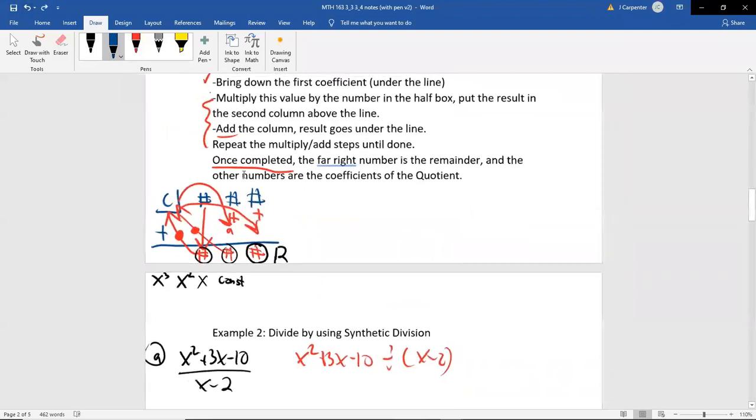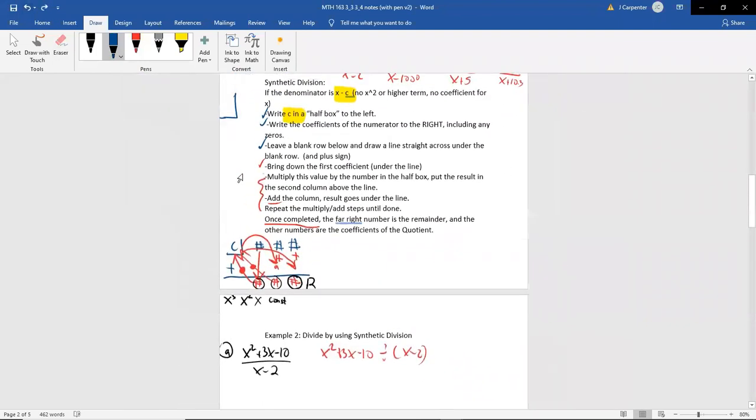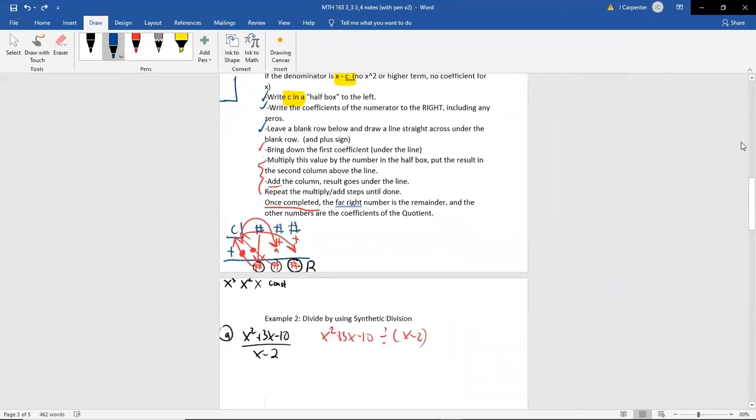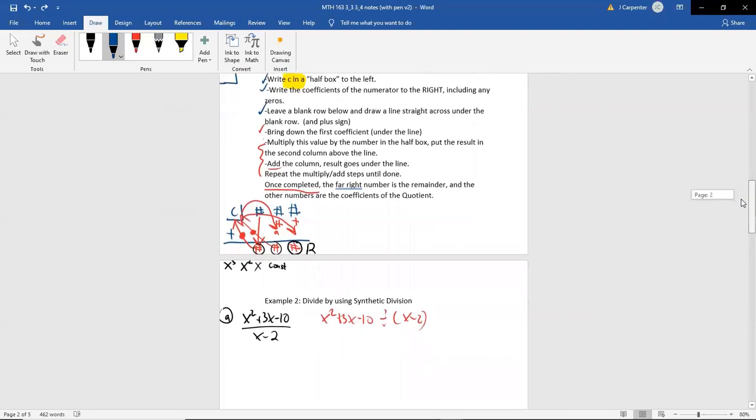All right, so let me just zoom out so we can see the instructions as we're going for this first one at least. The denominator is the appropriate format, just a variable and a plus or minus a number, with no numbers in front of the variable. So write the coefficients of the numerator to the right with that half box on the left. So this says x minus 2 in the bottom, so I don't write minus 2, I write a positive 2. That's what goes in what I'm calling a half box.